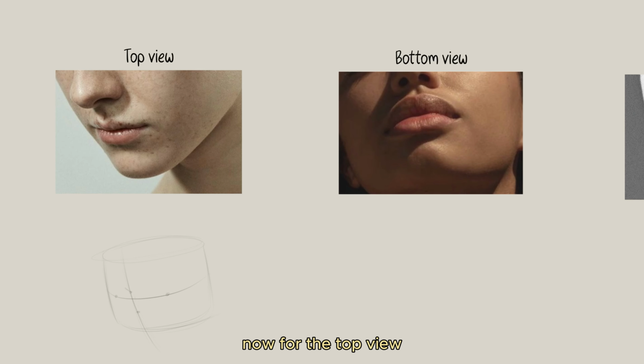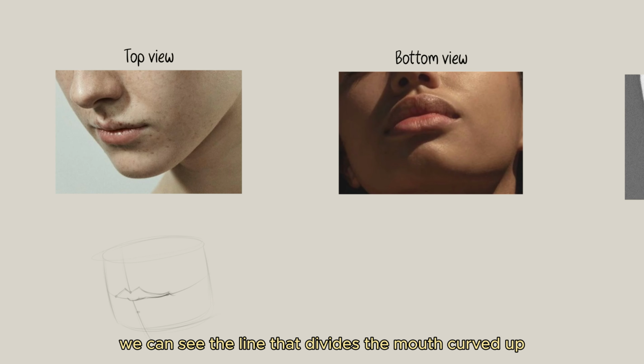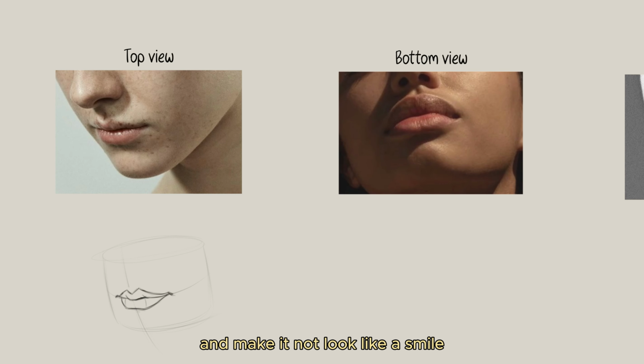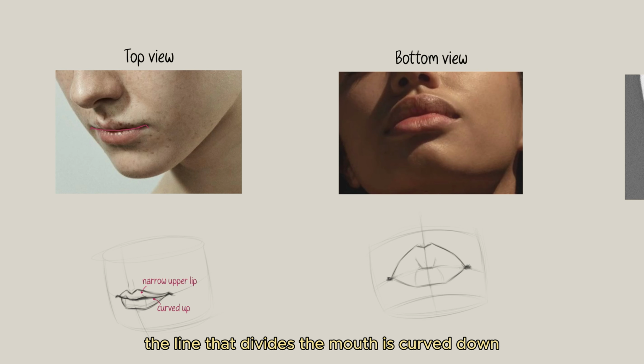Now, for the top view, we can see the line that divides the mouth curved up. You can curve the corners of the mouth down to soften the expression and make it not look like a smile. Also, the upper lip will appear narrower on this view. The bottom view is the opposite. The line that divides the mouth is curved down, and you can draw the corners up to balance the rhythm and avoid a sad mouth.